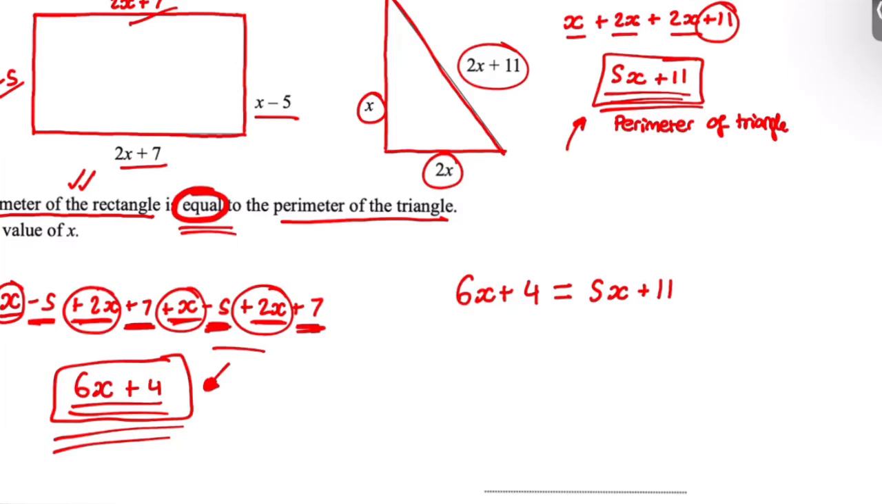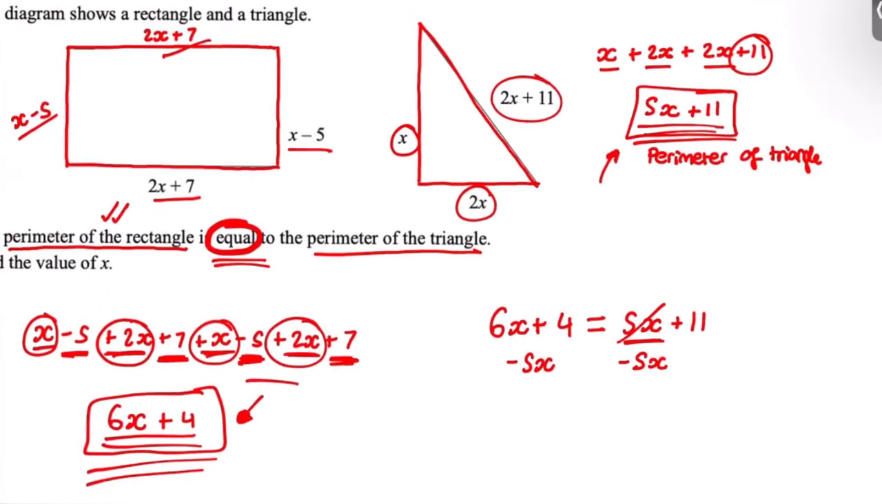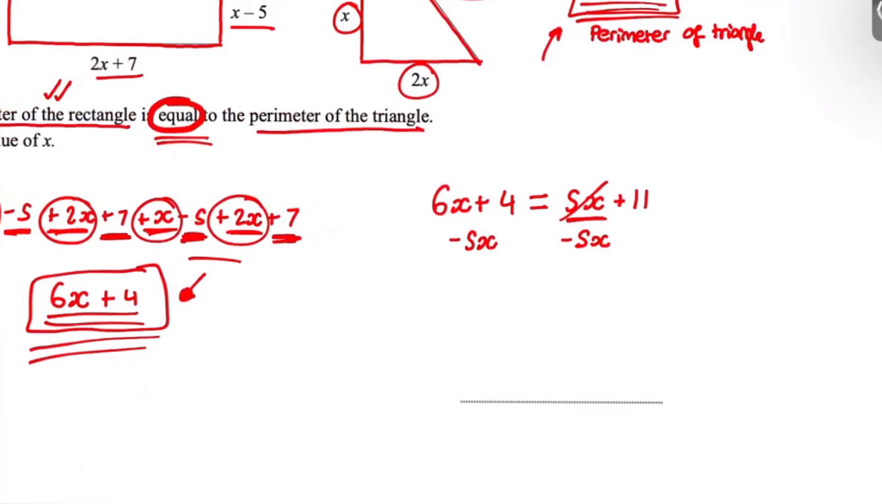We formed ourselves the equation. We're now going to solve it. So we're going to move all the x's onto one side, and we're going to move all the numbers onto the other side. We have a 6x on this side. Let's move this 5x to the other side. So we're going to subtract 5x, and whatever we do to one side, we do to the other side as well. That's going to get rid of the 5x on that side. So now we're going to have 6x minus 5x, which is just x, plus 4, and that's equal to 11.